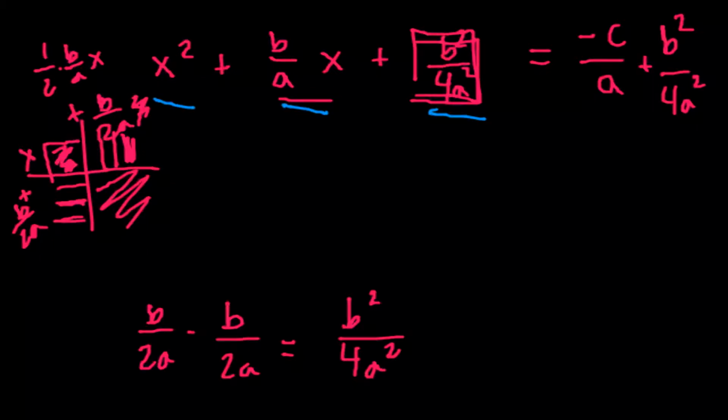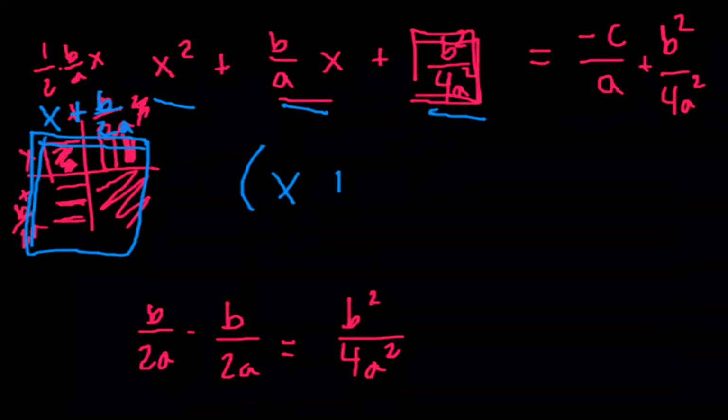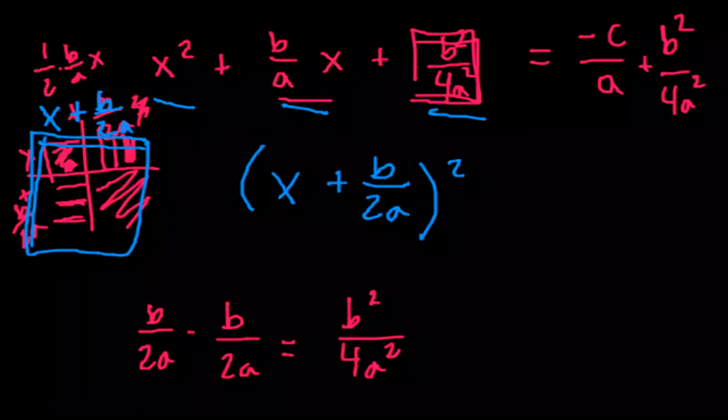Okay, so these are our 3 terms of our square that I just completed. I want to rewrite it in terms of its length and its width, which we've decided is x plus b over 2a by x plus b over 2a. Very simply, I could write that as x plus b over 2a squared because it's the same dimension.